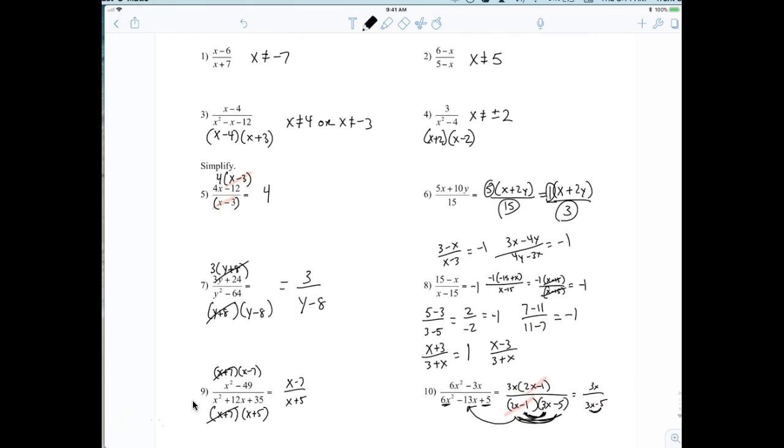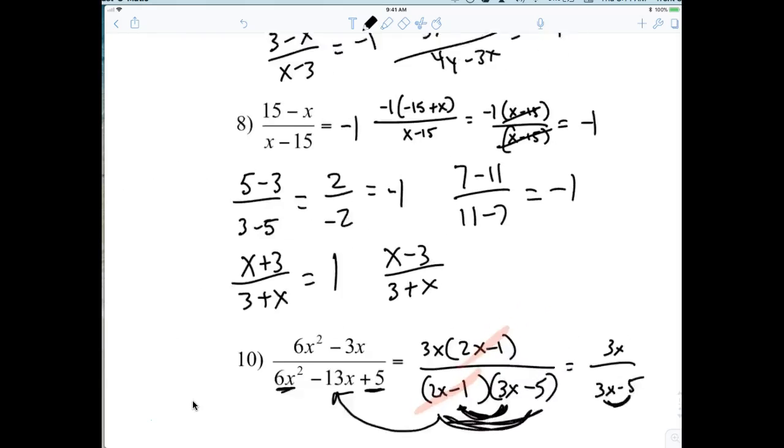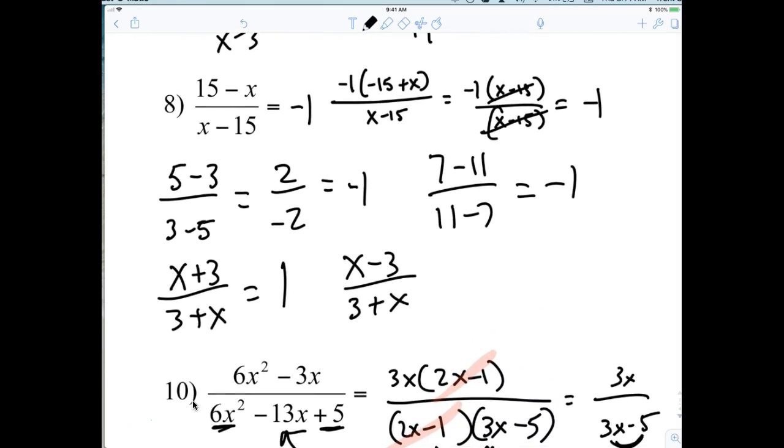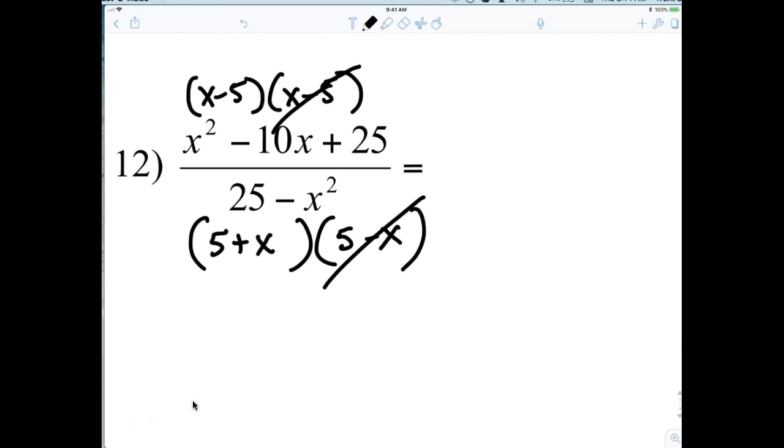Did you not do question number, would we do number 8? Right? So use that information. Number 8 is number what? Number 12. The x minus 5 and the 5 minus x crosses out to a what? So your answer is negative 1 parentheses x minus 5 over 5 plus x.